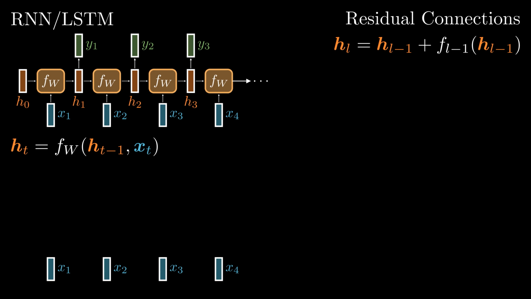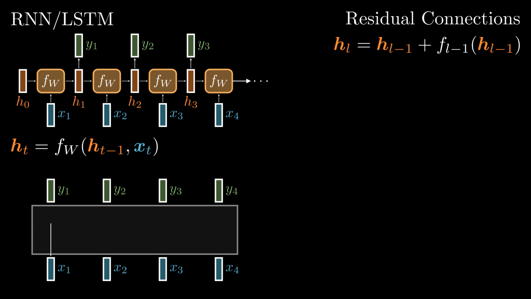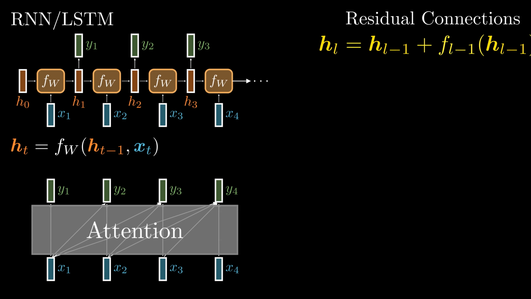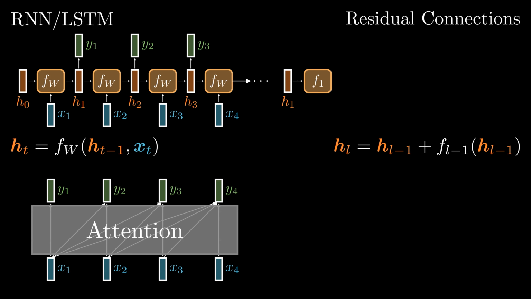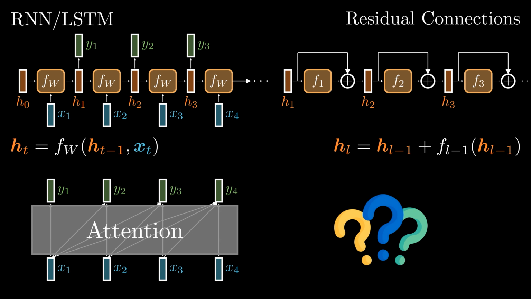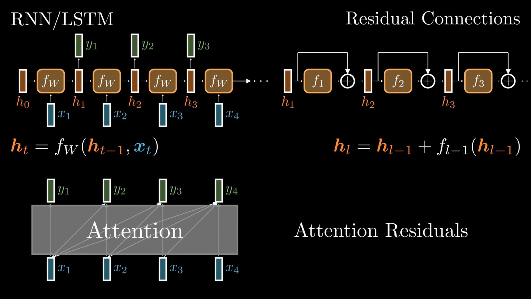This is where attention comes in. Instead of compressing the history into a single hidden state, each output dynamically attends over all relevant inputs. No bottleneck, no forgetting, no information loss. Now, if we rotate the residual networks by 90 degrees, we see that it has a similar structural bottleneck. Each layer only sees the single output of the previous layer. Can we improve residual connections in the same way that attention improves recurrent neural networks? That is the core idea of attention residuals.